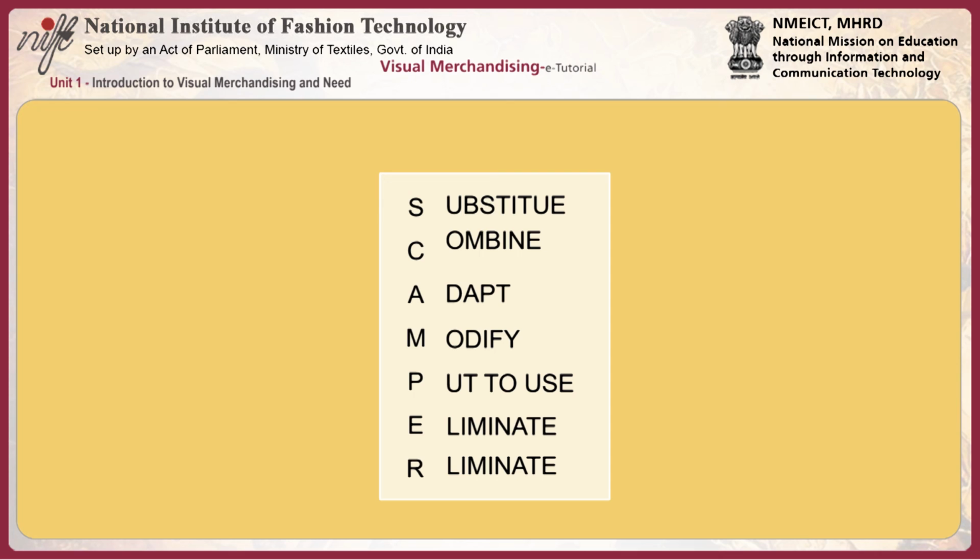This is basically increase or decrease in size to create a drama. You either increase it or you decrease it to create the drama. P stands for put to other use. For example, placing a pot on the head with a plain white apron instead of a chef's cap. E stands for eliminate. You eliminate few items from the window. R stands for rearrange, where you rearrange the window.